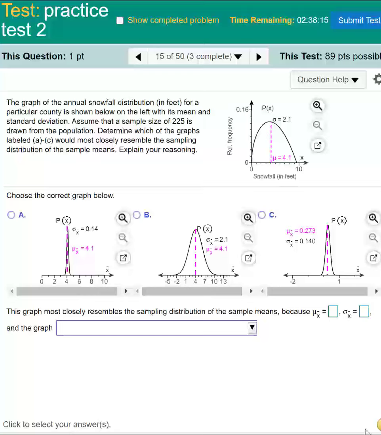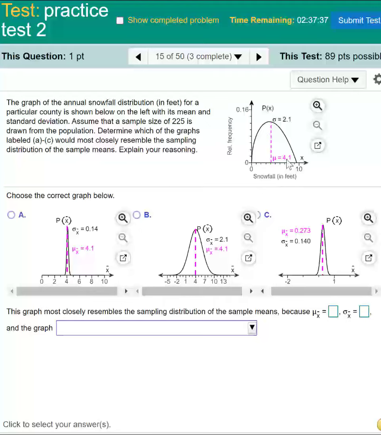The graph of the annual snowfall distribution in feet for a particular county is shown below on the left, with its mean and standard deviation. Assume a sample size of 225 is drawn from this population. Determine which of the graphs labeled A to C would most closely resemble the sample mean distribution. The mean should be the same as the mean, 4.1, so you have to look for a curve that has a 4.1. It looks like all of them have, except for this one.